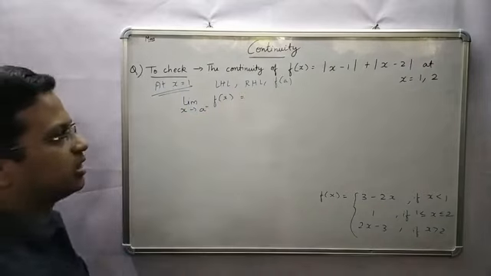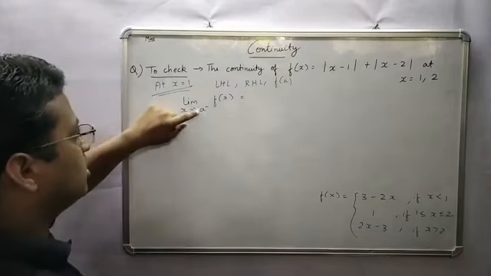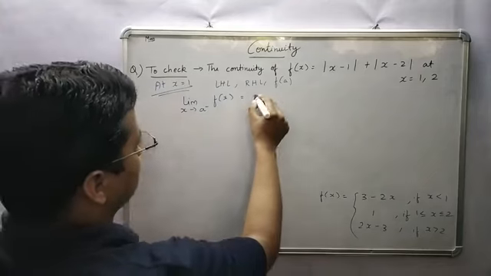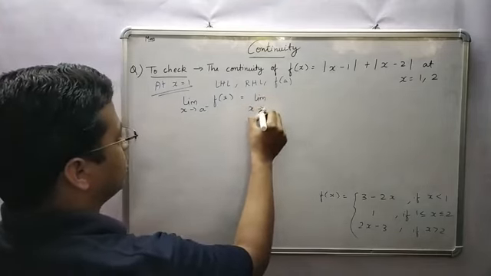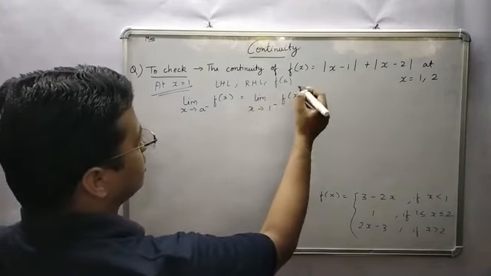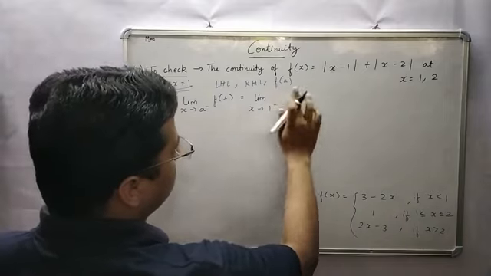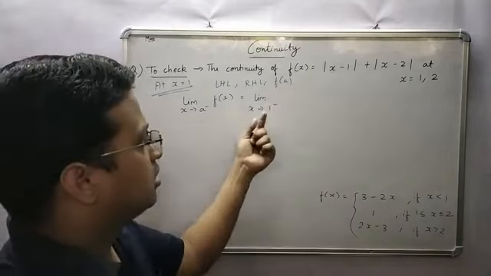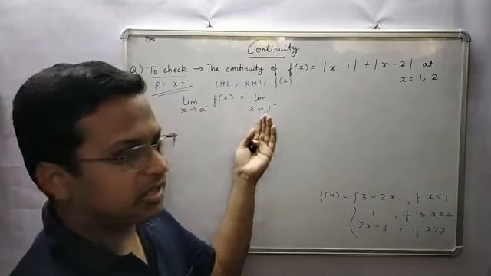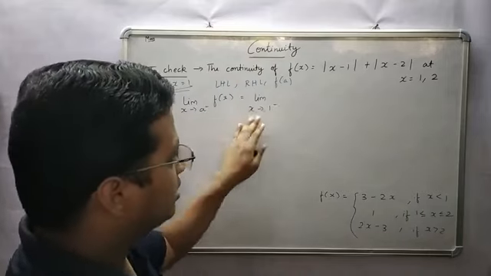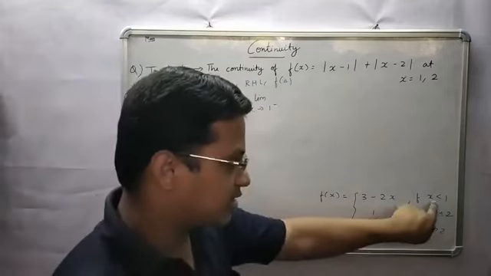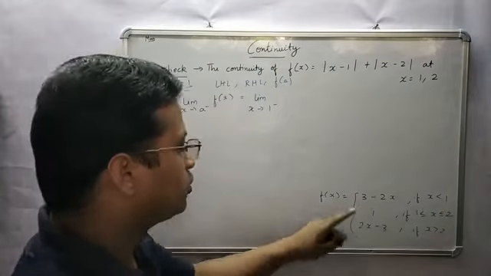And since we are calculating at x is equal to 1, the point is 1, so a is 1. Limit x tends to 1 minus f of x. Now for 1 minus, we have to use a function. 1 minus means towards the left of f1, that is, x is less than 1. So when x is less than 1, we have to use this one.